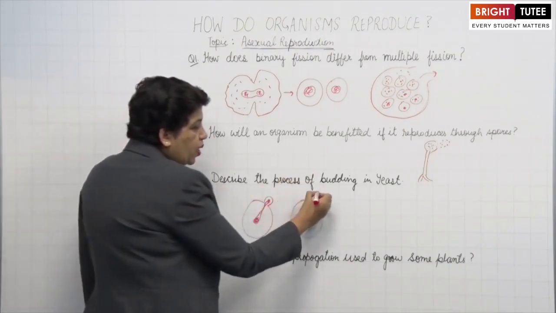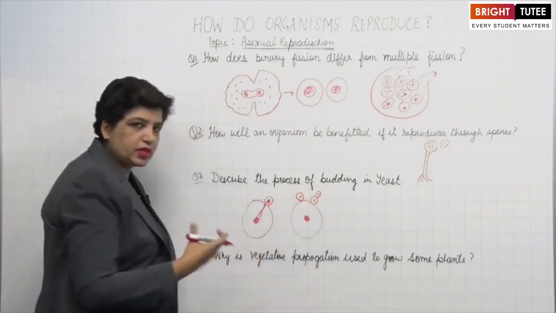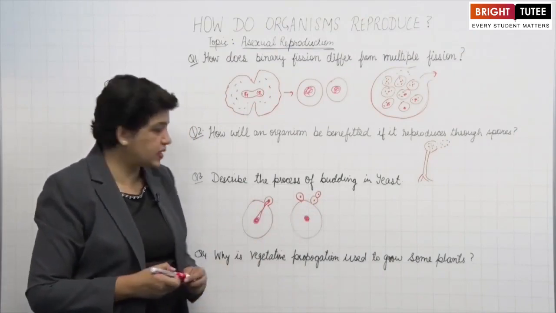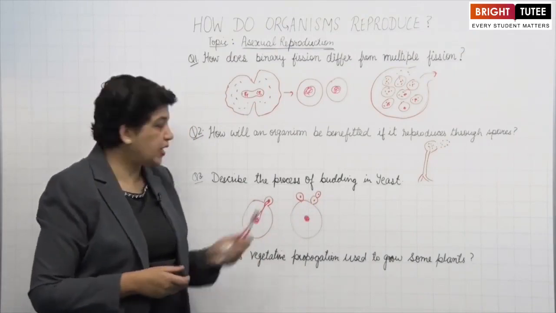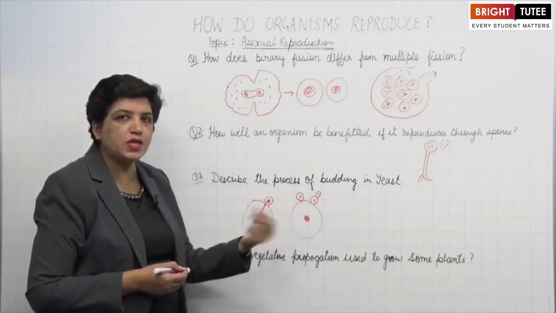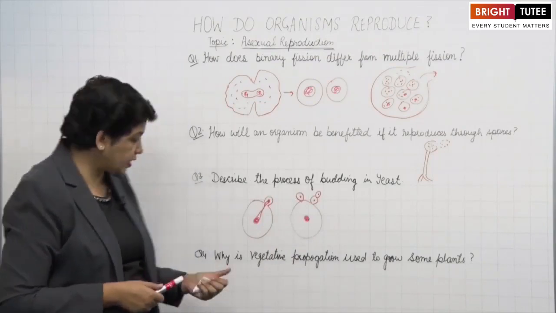Sometimes, more than one bud is formed which remains attached to the parent cell. This is multiple budding. At a time, many buds can be formed. This is how it happens in yeast. Budding also takes place in hydra. In a similar fashion, a bud is formed which matures enough and then detaches. Right? So the next question.